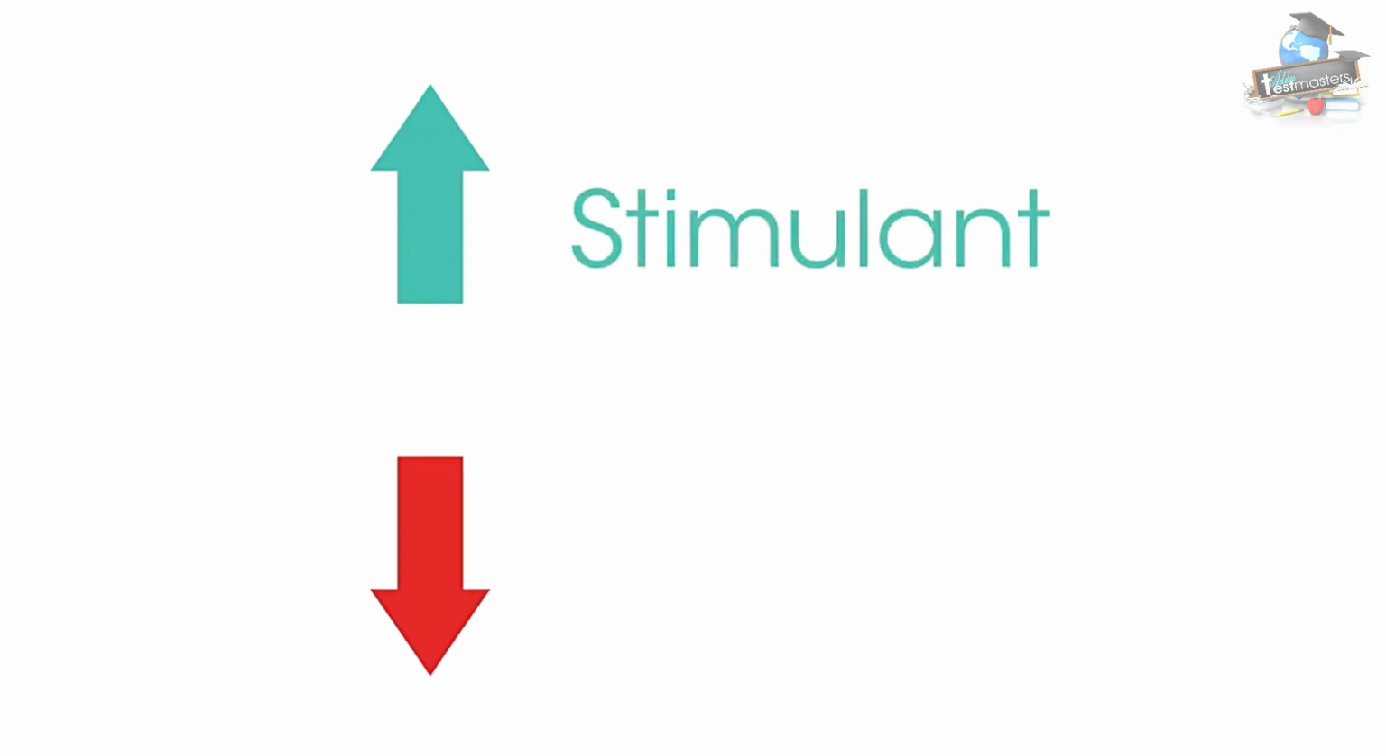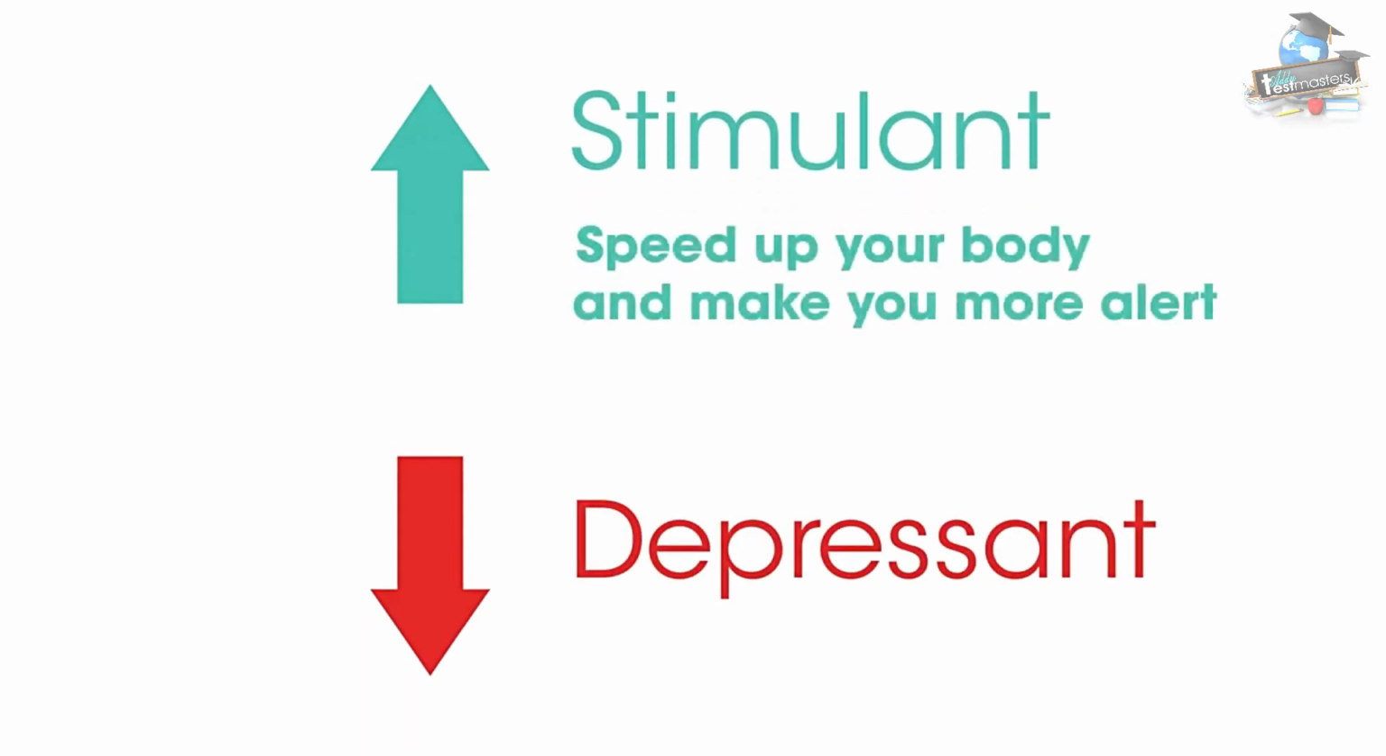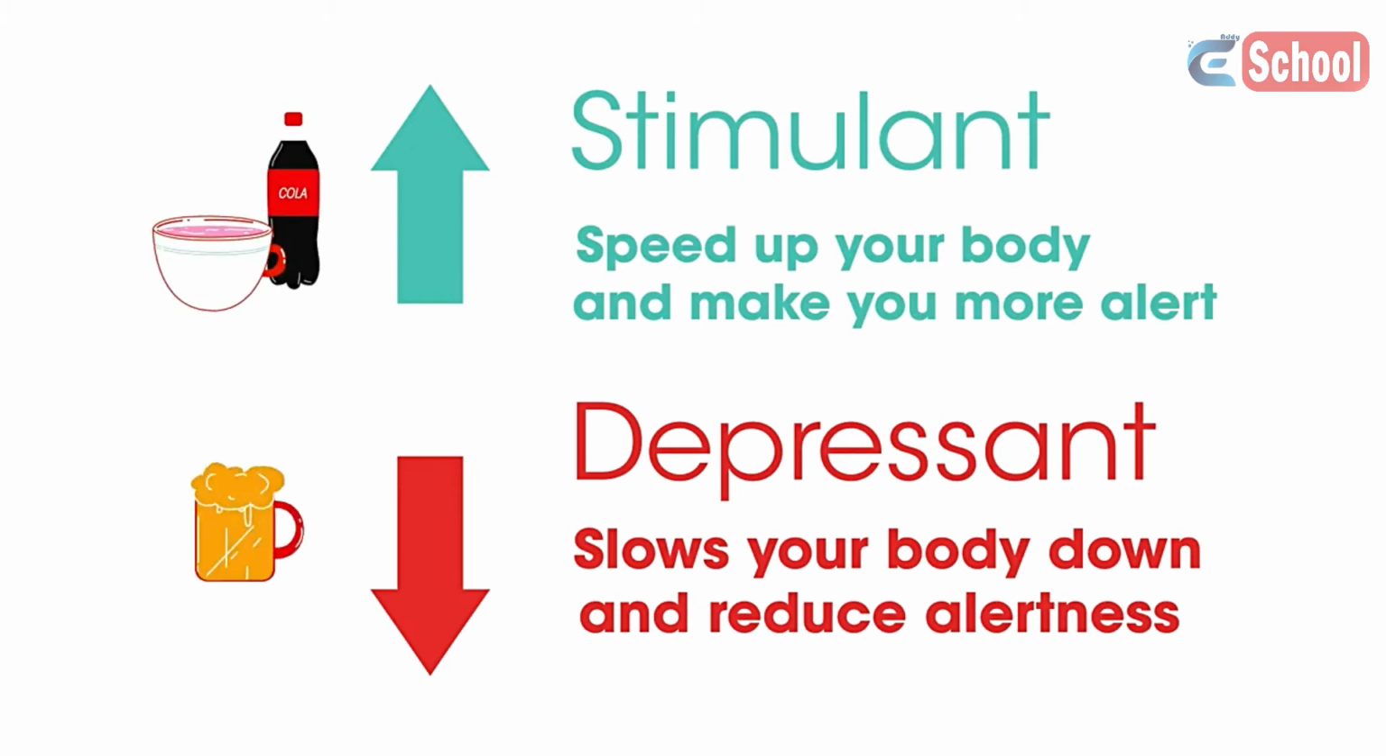Drugs from whatever source may be classified as being a stimulant or a depressant. Stimulants are substances that keep the body awake and alert, and so may reduce the body's reaction times. Depressants are substances that reduce the level of alertness and so lengthen the response times. For example, caffeine is a stimulant and alcohol is a depressant.